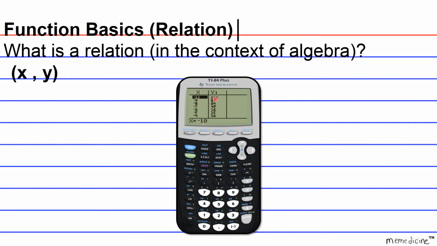Here goes our x and y values. And this is specifically a table relation for the function x squared. Okay, so input x and you get out x squared, right? They can also be represented with a mapping diagram.